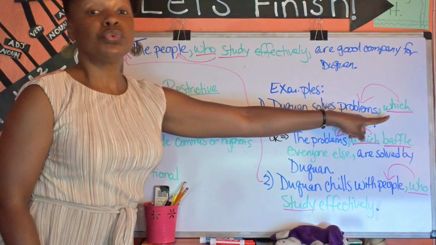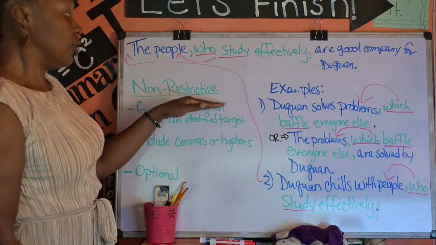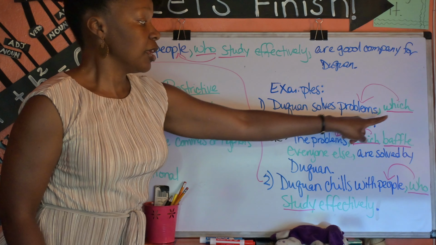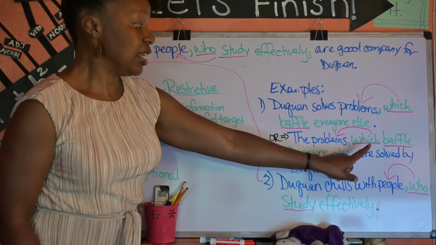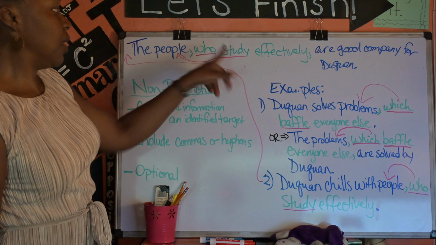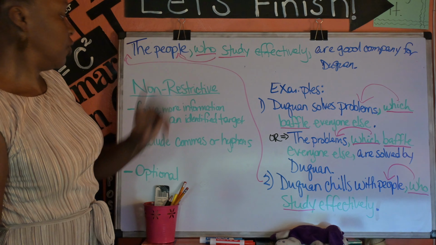So, one more time. Non-restrictive clauses are optional. They give supplemental information about a noun, right? They give supplemental information. The information is optional, and the information should be offset by punctuation, commas, or hyphens, okay?